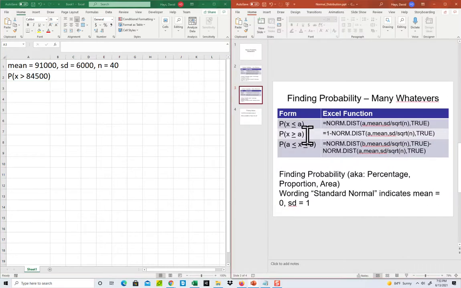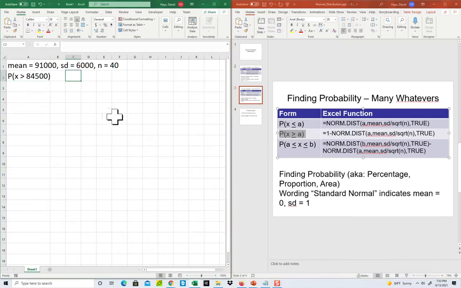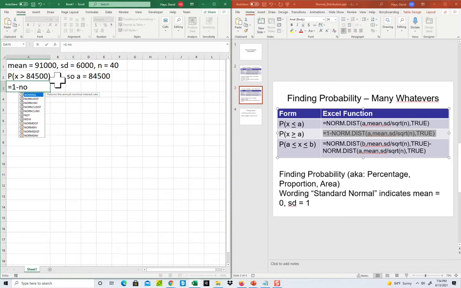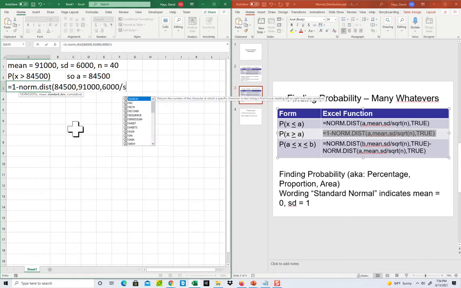The greater than form is our second one here. A is whatever follows a greater than symbol, so A is equal to 84,500. And we're going to plug it into this right here. So we do 1 minus NORM.DIST of A, which is 84,500, comma, mean, which is 91,000, comma, standard deviation 6,000 divided by the square root of n, which is 40, comma, true.